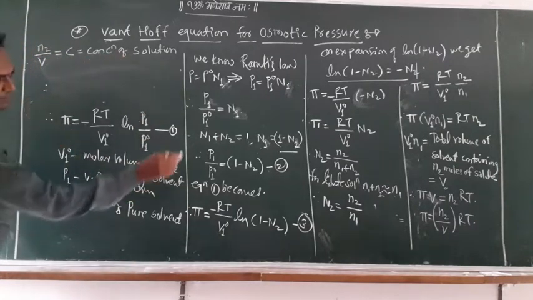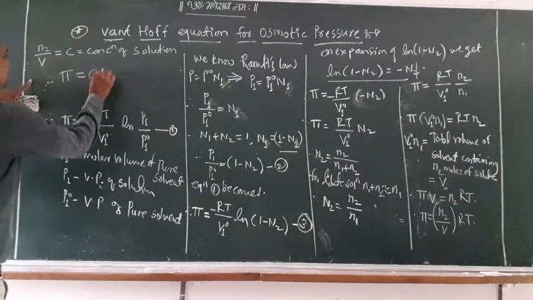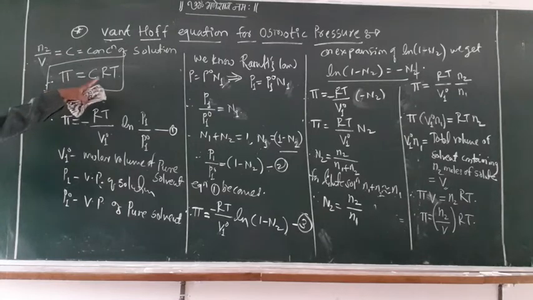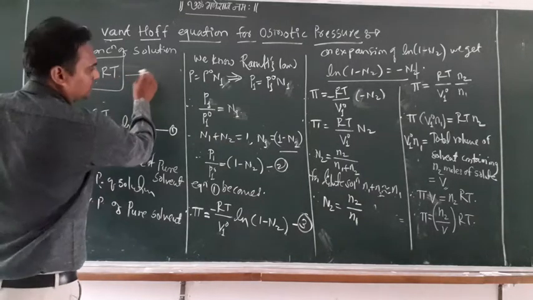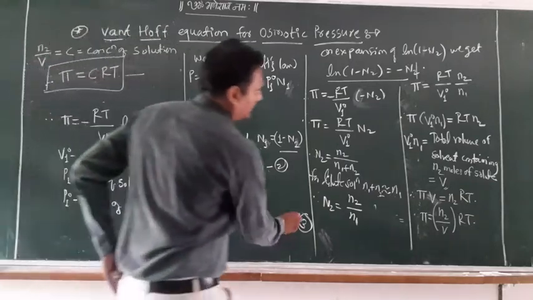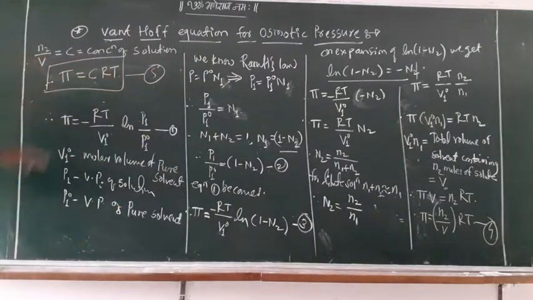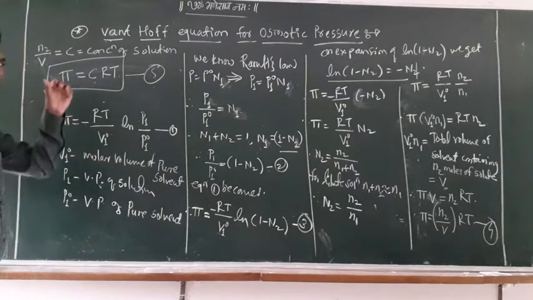So this equation becomes pi is equal to n2 upon V into RT, which is capital C into RT. Pi is equal to capital C into RT, where C is the concentration of solution, R is the molar gas constant and T is the absolute temperature. So this is Van't Hoff's equation for dilute solution. This is equation number 3, equation number 4, and equation number 5.